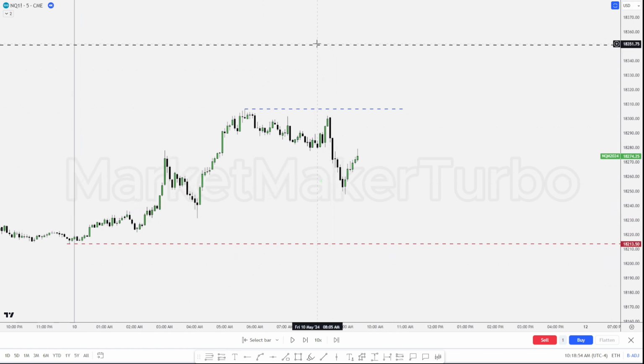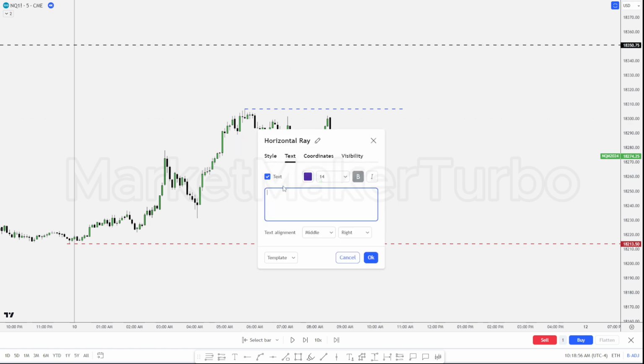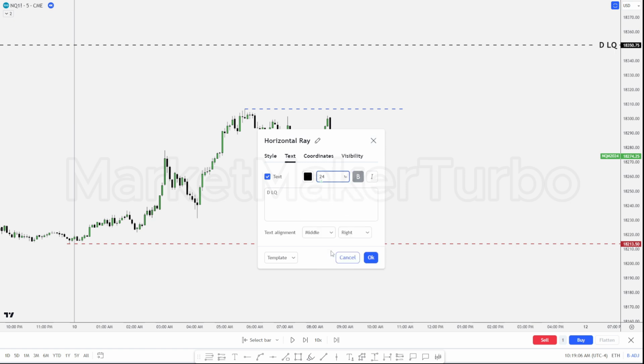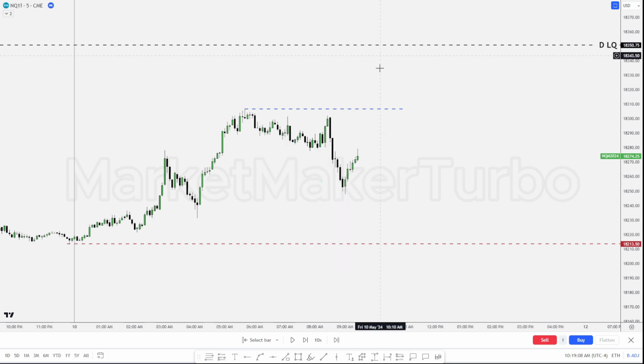Also keep in mind, this is a daily liquidity. So long term, we like this for the day. It doesn't have to get there. It does not have to get here. It can get close.